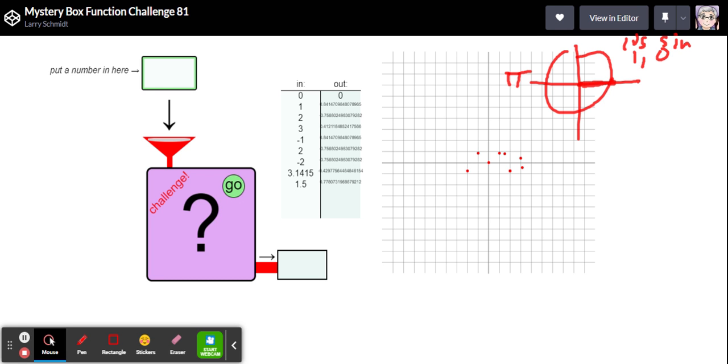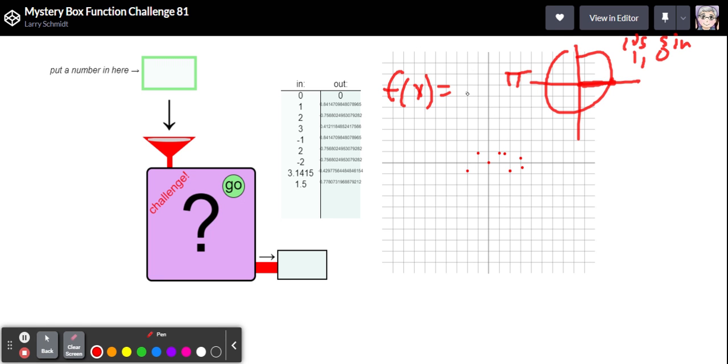One would be absolute value. So is this the sine of the absolute value of x? I don't think so, because if I put in something close to pi over 2, I should get something close to 1, and this is not close enough. The other thing that could do that is squaring. So I wonder if that's what's going on. So our function could be, would you square the whole thing? Yeah, I don't think so.